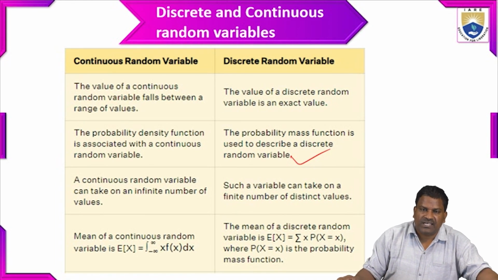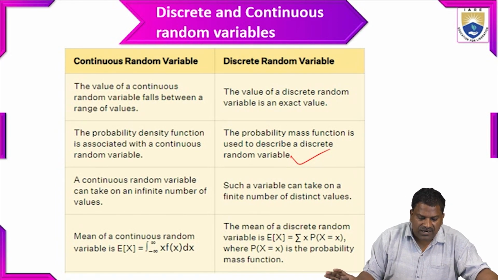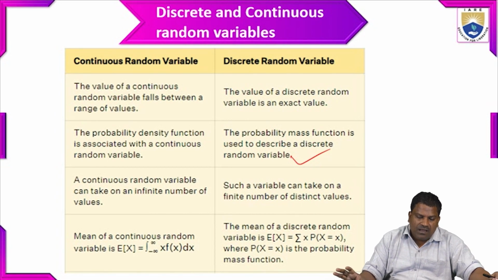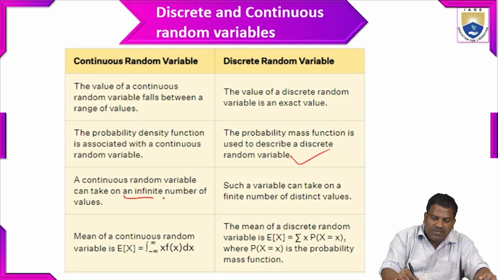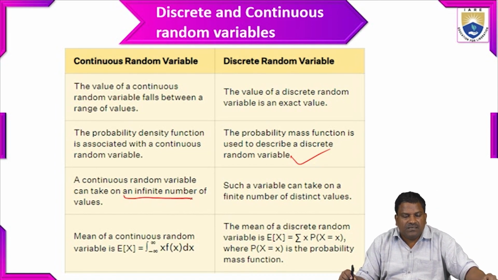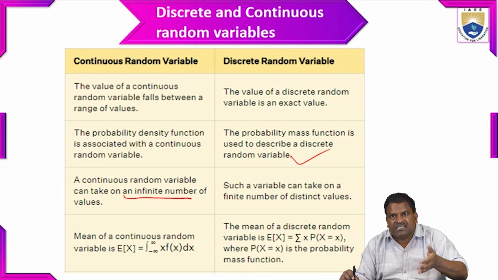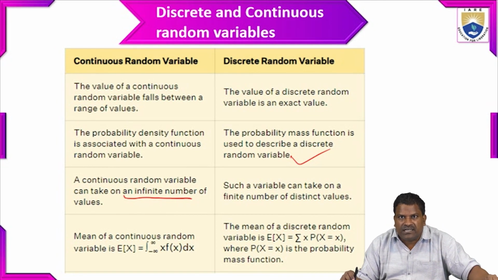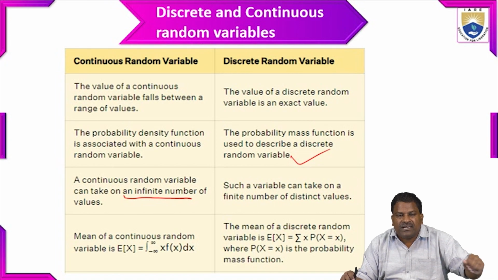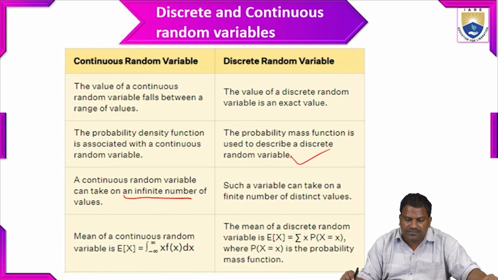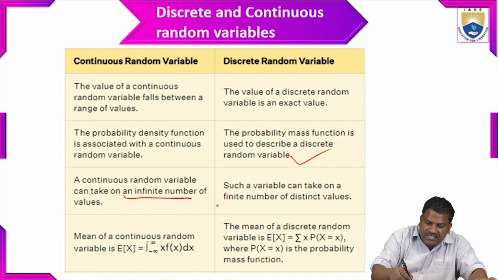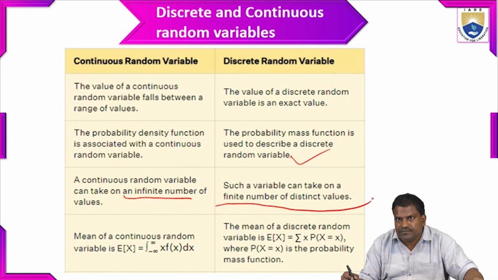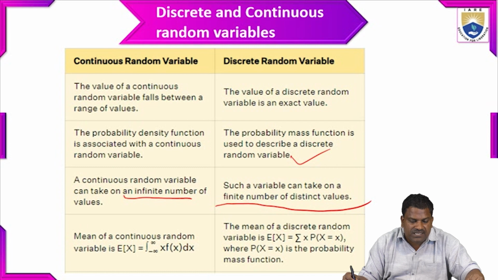If we see the third difference, a continuous random variable can take on an infinite number of values. Key point: because it is lying in a range, in an interval, that's why an infinite number of values occur here. Whereas a discrete random variable can take a finite number of distinct values. These are the main differences.